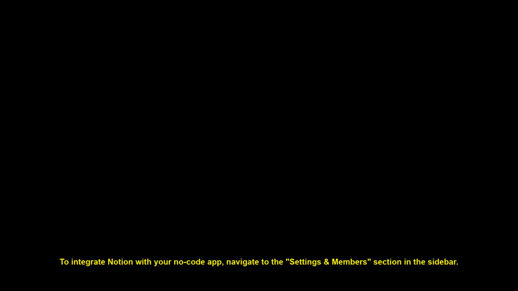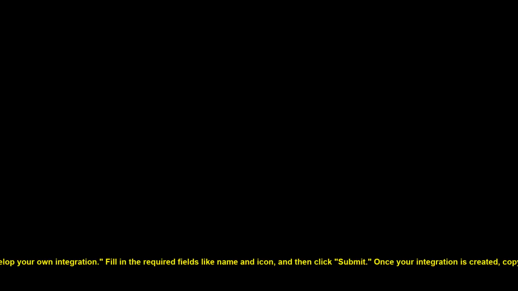To integrate Notion with your no-code app, navigate to the Settings and Members section in the sidebar. Select Integrations and click on Develop Your Own Integration. Fill in the required fields like name and icon, and then click Submit.